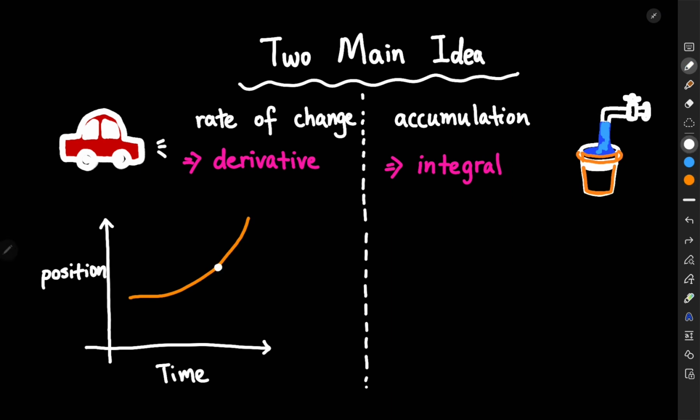A derivative helps us to find how fast something is changing at a specific point, like the speed of your car at a given second. You can think of it as the slope of a graph at a given point.